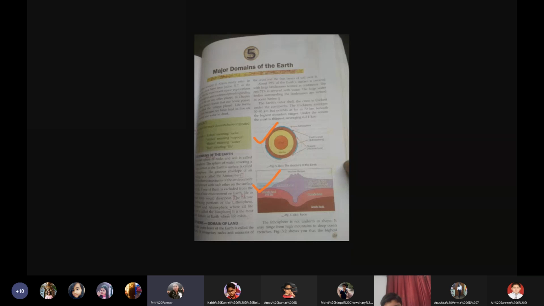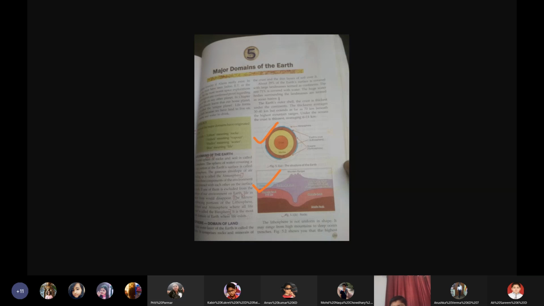the lithosphere is not uniform in shape. It may range from high mountains to deep ocean trenches. We all know that lithosphere, that is the soil area, is not evenly given. It's not that the shape is uniform. At certain places where the high mountains are, the soil has extended itself and is high, whereas in trenches it is deep.